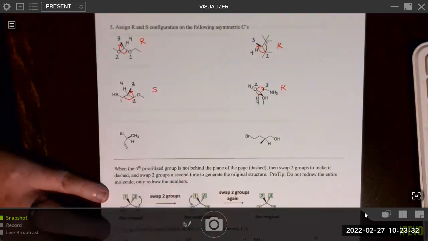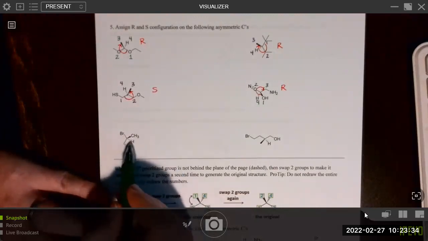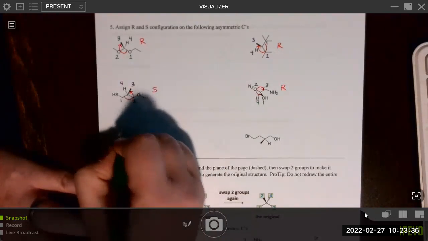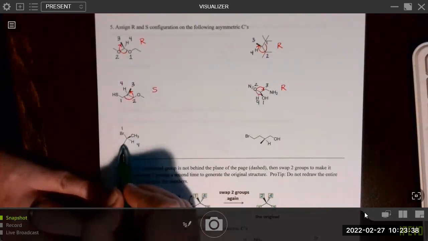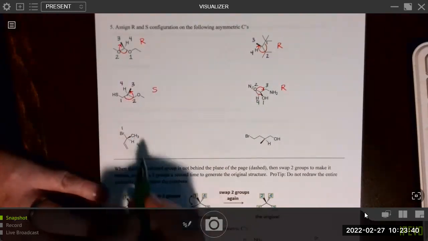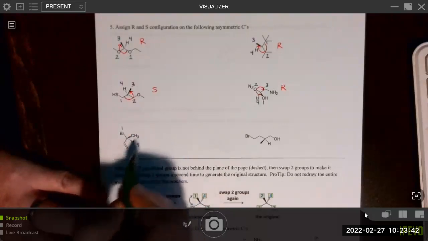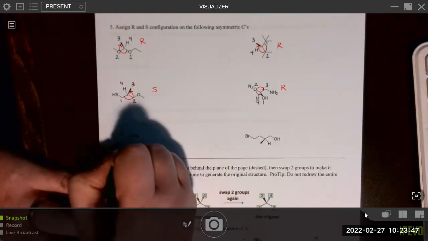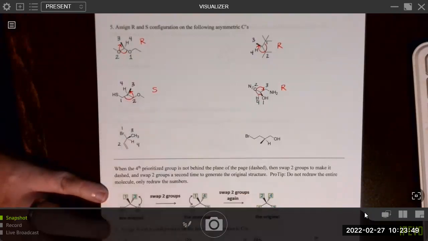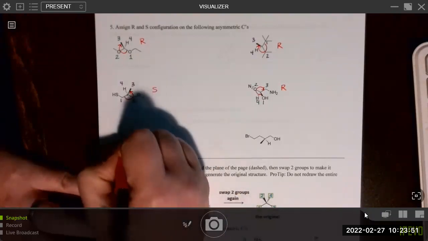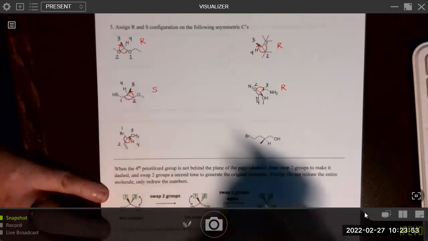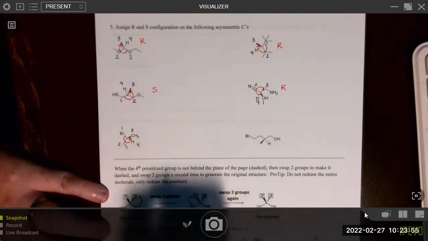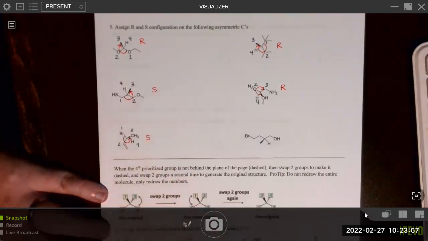Coming over here, we have bromine, carbon, carbon, hydrogen. Bromine is 1, hydrogen is 4, carbon and carbon is a tie. This carbon is attached to 3 hydrogens. This one is attached to carbon, carbon, hydrogen. This is definitely 2 and priority 3. 1 to 2 to 3. That is counterclockwise and S.